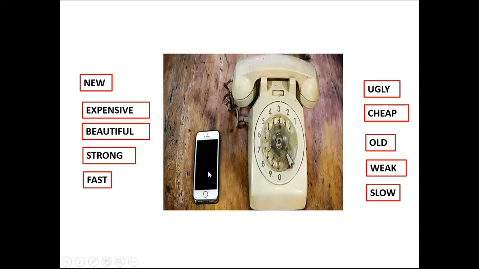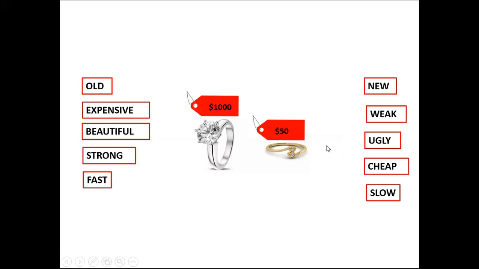This is a phone, and this is a phone. But this phone is, in comparison, this phone is new, right? This phone is new, but this phone is cheap, maybe? Probably yes, it's cheap in the present. But what is the opposite of new? The opposite of new is old. So this phone is new, but this phone is old.